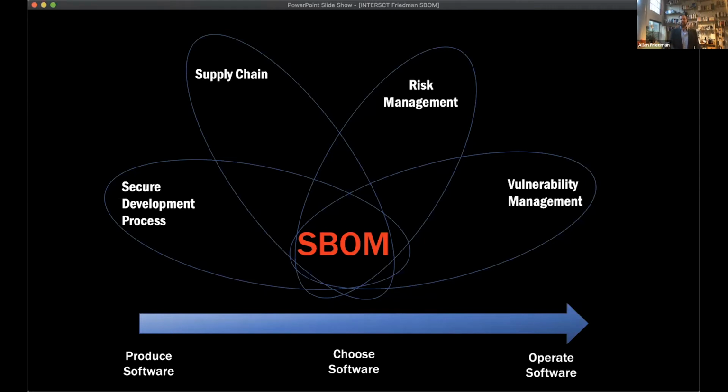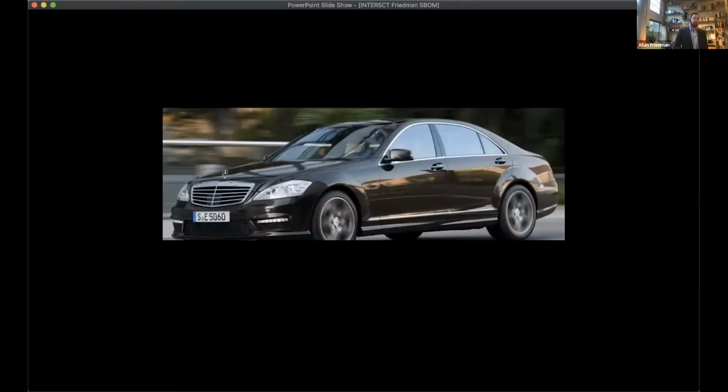Now, this isn't just traditional software. This is something that we talk a lot about in traditional software, but I'd argue that SBOMs are even more useful once we're talking about IoT and OT and just embedded devices. So for example, this is a 2013 Mercedes S-Class, a very nice car, probably nicer than what I could afford on a government salary, but it's got some interesting things. As we all know, modern cars are built completely on software. I'm certainly not singling out any one automaker here.